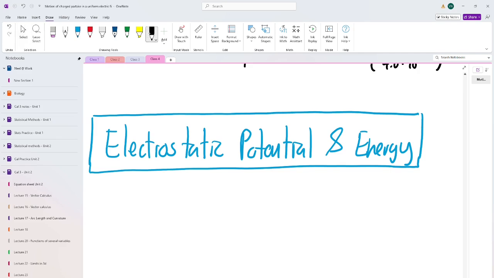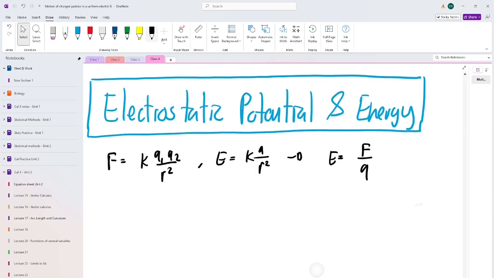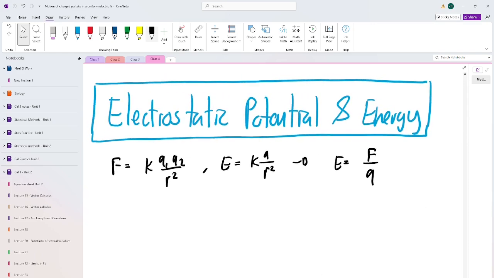So quickly to recap, first of all, we talked about the force, which is equal to K times Q1, Q2 over R squared. Then we talked about E, which is equal to K times Q over R squared. And then we said that because of that, we have E equal to F divided by Q. That's what we did so far. But now we're going to be talking about the electric potential of a positive point charge, which we're going to denote as V. So let's write that down.